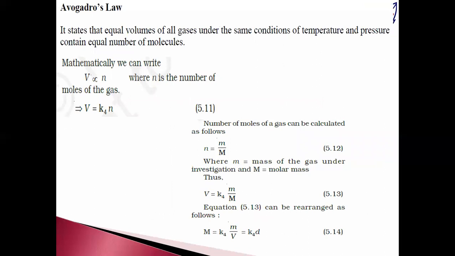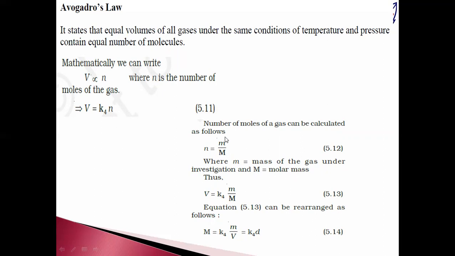The next one, the last one, is Avogadro's law. It states that equal volumes of all gases under the same conditions of temperature and pressure contain an equal number of molecules. Mathematically, we can write V is directly proportional to the number of moles of the gas. So V equals K times n. The number of moles, as you know, n equals mass upon molar mass, so mass of the gas upon molar mass.